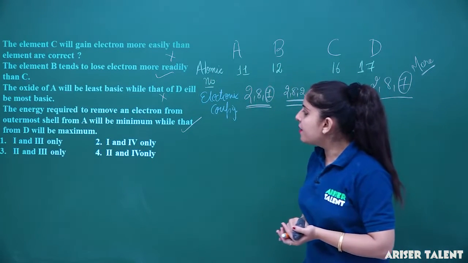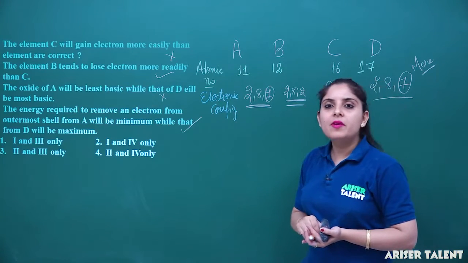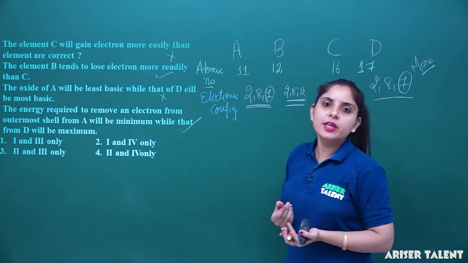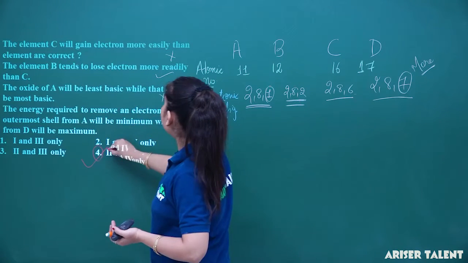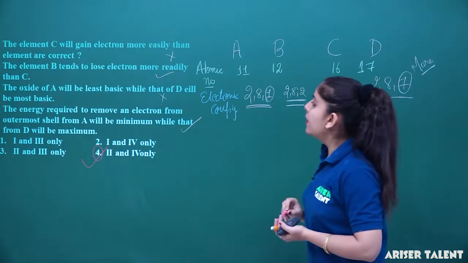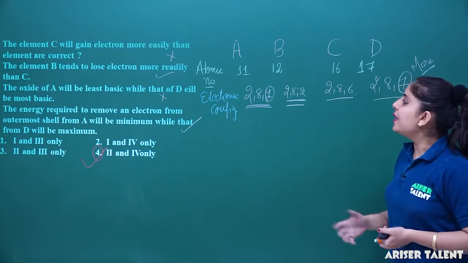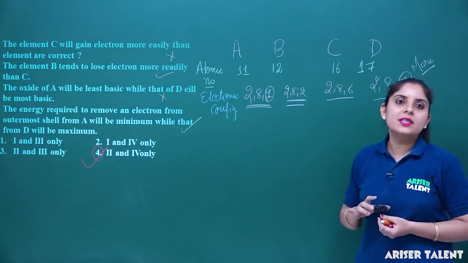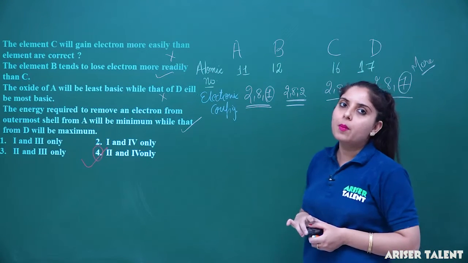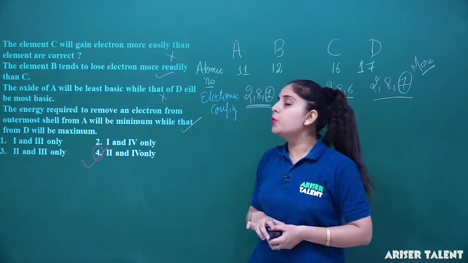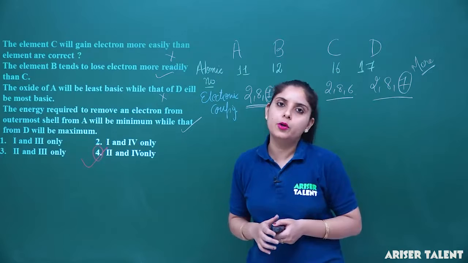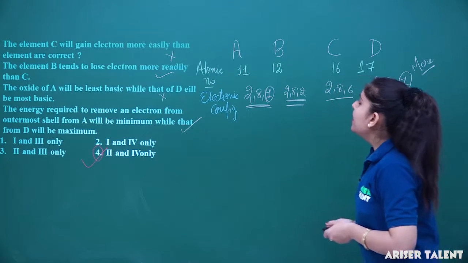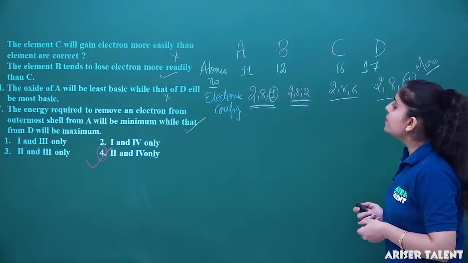So, which is the option here? 1 and 3 only, 1 and 4 only, 2 and 3 only, and 2 and 4 only. So, our fourth option is correct, that statements 2 and 4 are correct here. This topic is entirely based upon periodicity, which means the trends in the atomic properties. I have told you earlier that this topic is of very much importance from a competitive point of view. Now, let's deal with the next question in this sequence.